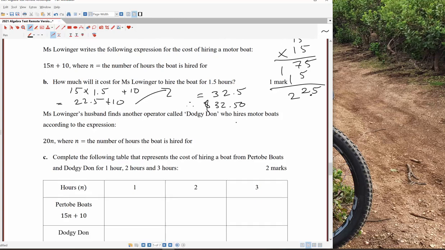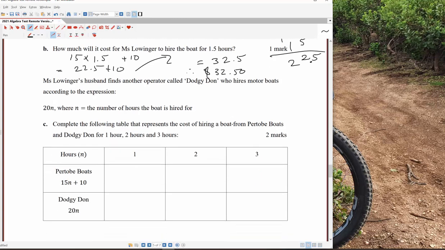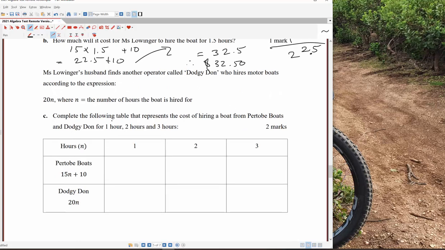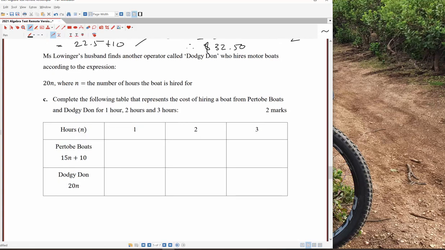Ms. Lowinger's husband finds another operator called Dodgy Don who hires motorboats according to this expression. So complete the following table that represents the cost of hiring a boat from Petoby Boats and Dodgy Don for 1 hour, 2 hours and 3 hours. So let's go 1 hour, substitute in there. 15 times 1 is 15, plus 10 is 25. For Dodgy Don, it's 20 times 1, which is 20. So Dodgy Don is actually cheaper, not so dodgy.